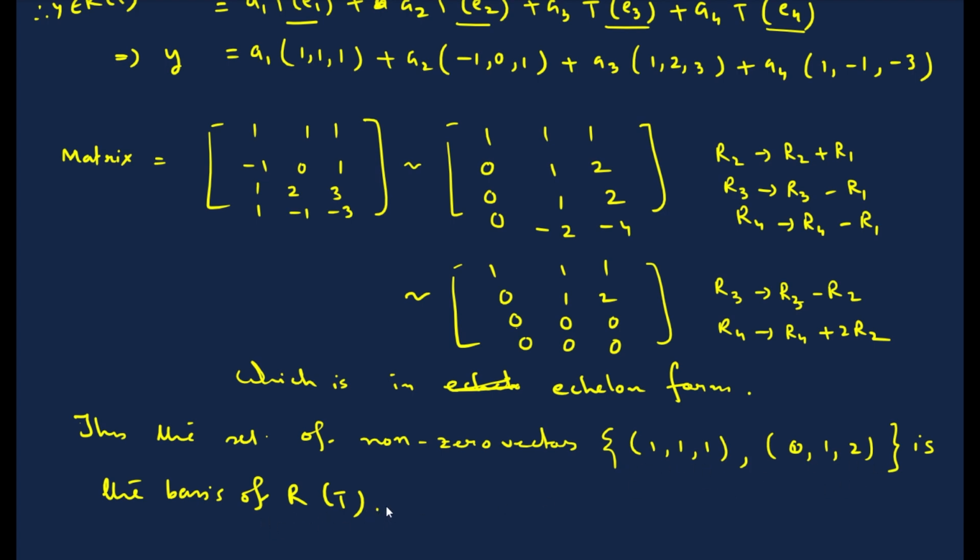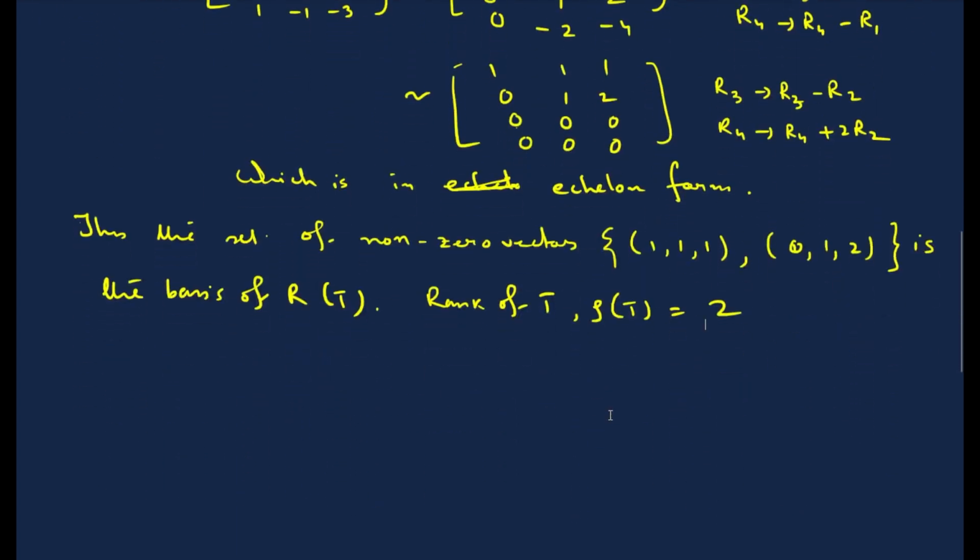Now what is the definition? The number of elements in the basis is called the rank. So what is the rank here? Rank of T, or the symbol is rho of T. So how many elements do you see? Only 2 elements. So rank is 2 here. Rank is the rank of the linear transformation. The range space dimension is 2.